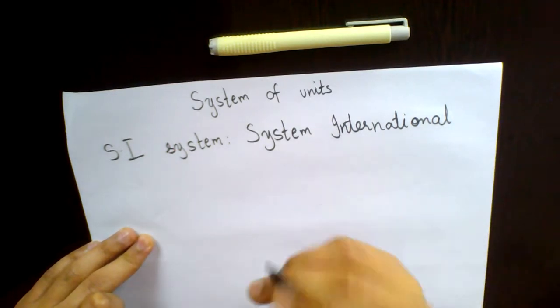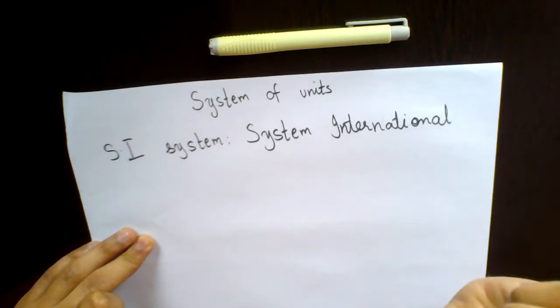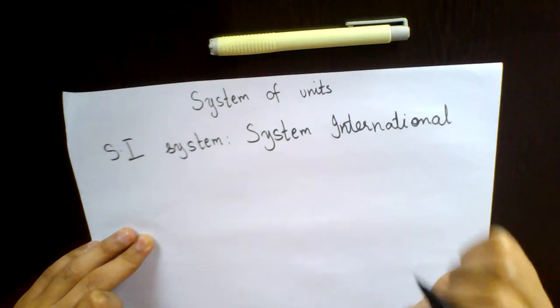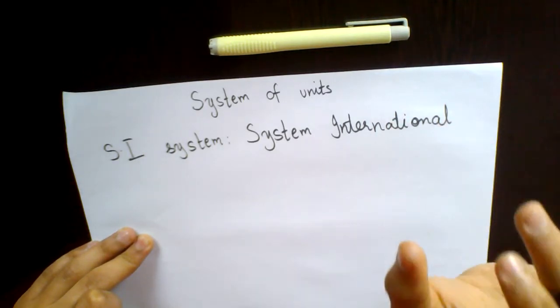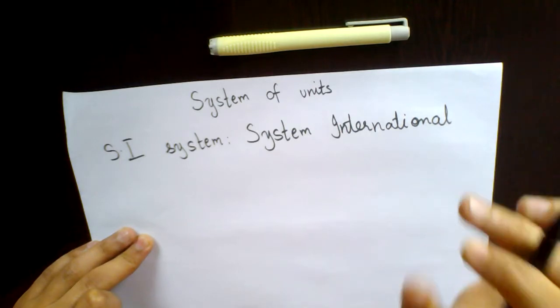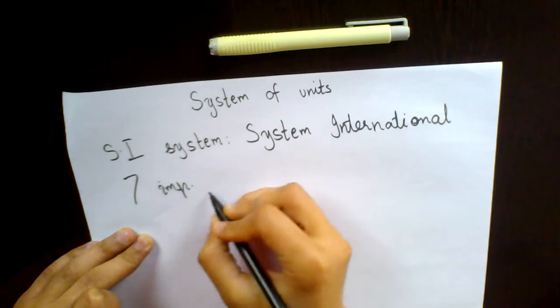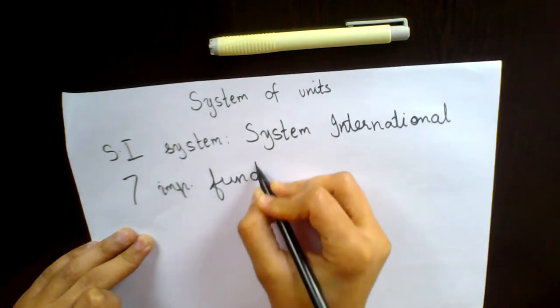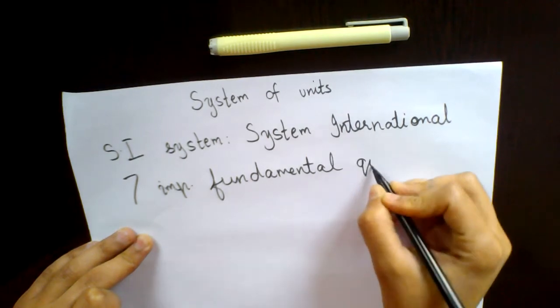Now, what is the SI system of units? The SI system of units is a scientific method of expressing magnitudes or quantities of the 7 important fundamental quantities. Now, what are the 7 important fundamental quantities? Let me give you a brief history of what these quantities are.